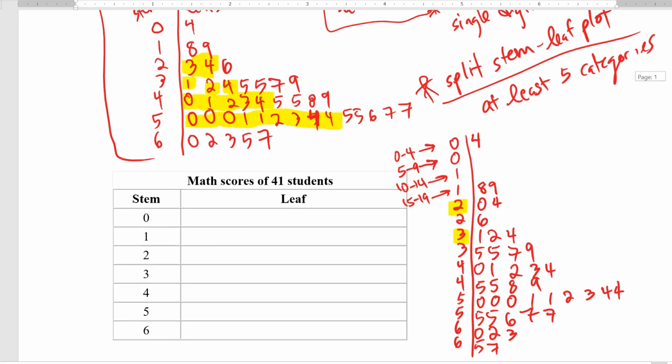Other things, sometimes they'll do back-to-back, where if I'm comparing two, they'll put one stem and leaf plot to the right, and then they'll do another one to the left of it. You might see those. I'm not going to make you do one of those, but that's something we can do back-to-back sometimes. But these are the ones you need to make sure you know for the quiz and the test.